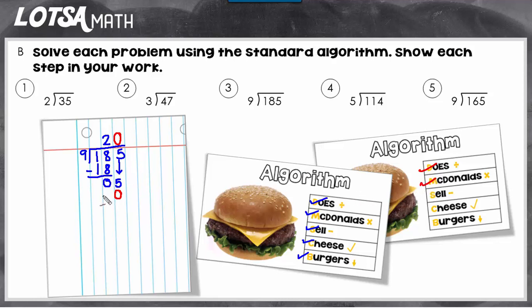Next, I'm going to subtract, so I have 5 minus 0. It's going to be 5. I'm going to compare and make sure it is less than the divisor, which it is. And the last step is to bring it. There's nothing to bring down, and so I'm going to bring it right up as my remainder. So for number 3, the answer is going to be 20, remainder 5.